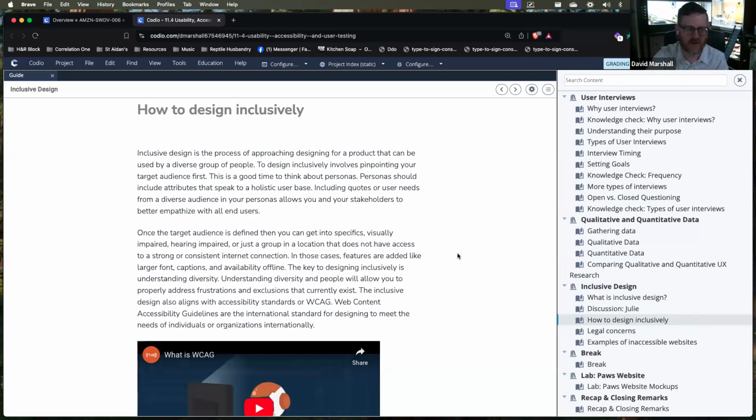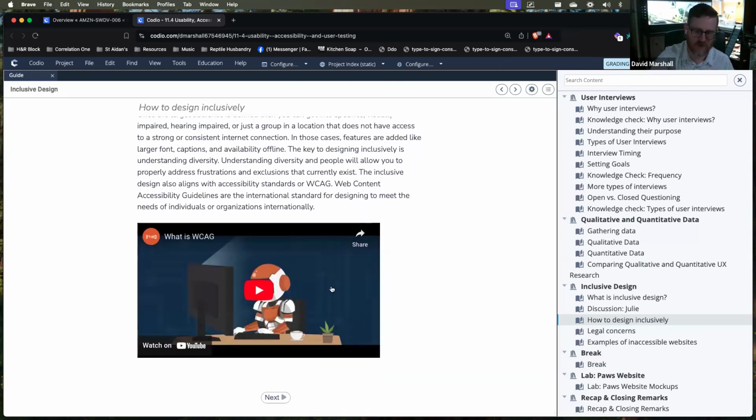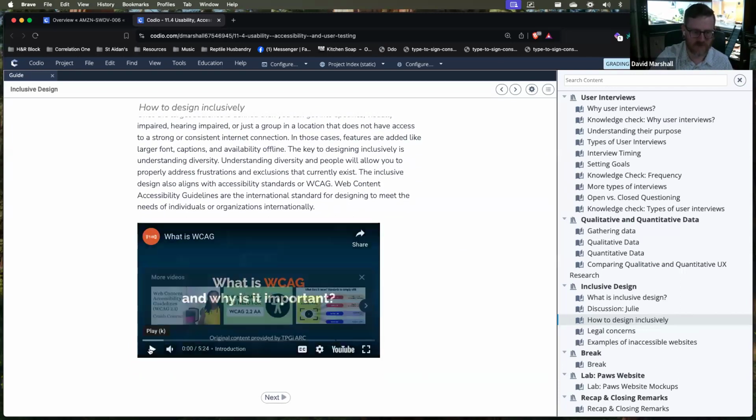So we're going to talk about how to design inclusively. This is the idea of trying to think from a holistic perspective, right? A diverse group of people, not just how you would experience the website, but how other people would as well. And I know we had talked about WCAG before, right? The Web Content Accessibility Guidelines. So we're just going to play this quick video and then we'll get onto the whole legal concerns perspective.